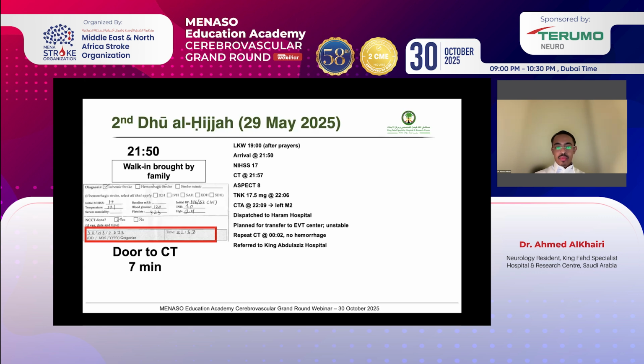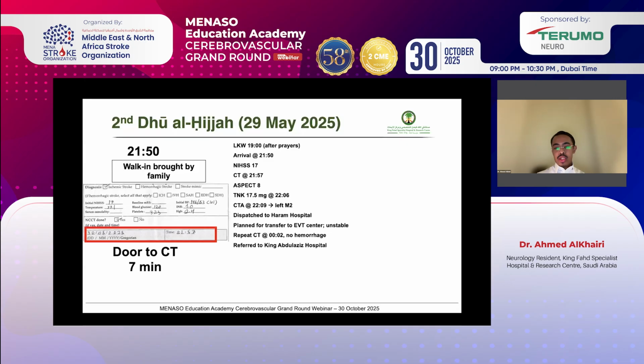So for this patient data, as an illustrative case, this patient presented with the last known well after Maghrib prayers at 7 p.m. Arrived at the mobile stroke unit at 9:50, with an NIHSS of 17. 7 minutes after, the CT was done, an ASPECTS of 8 was identified, and tenecteplase 17.5 milligram was administered at 10:06. CT angio was done 3 minutes after, which showed a left M2 occlusion, and the patient was planned to go for EVT.